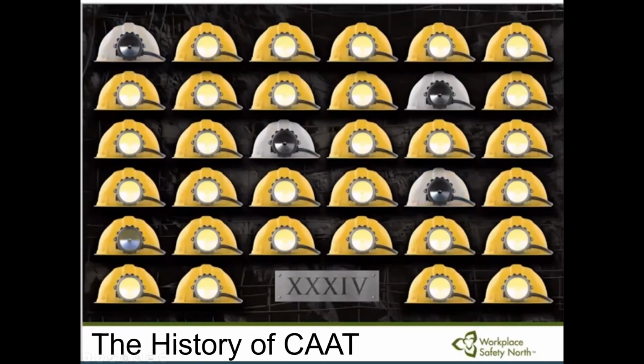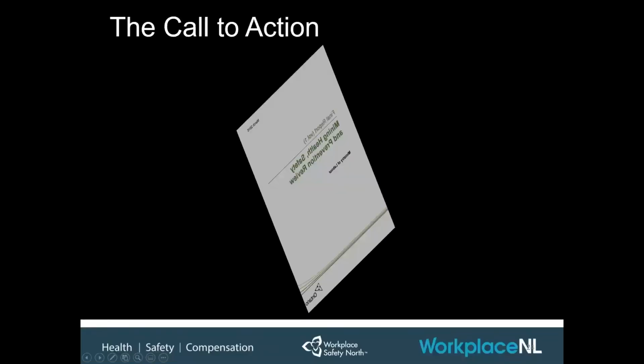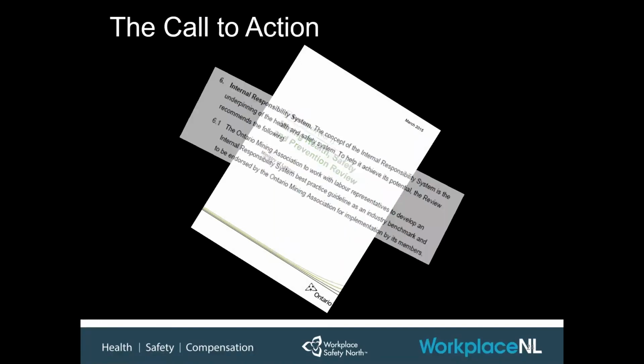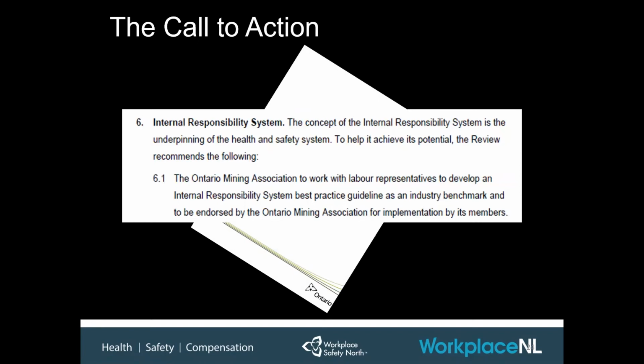As a result of that, what ended up happening was the Mining Health, Safety, and Prevention Review. This review took place in 2015, and just to link it back to where CAT came in, there were 6 recommendations that came out of this review. The last one was the glue, and it's called the Internal Responsibility System. Those of you who are familiar with Ontario health and safety and the history here, the IRS should be quite familiar to you. The review does go into a brief description around the concept of the IRS being the underpinning of the health and safety system.